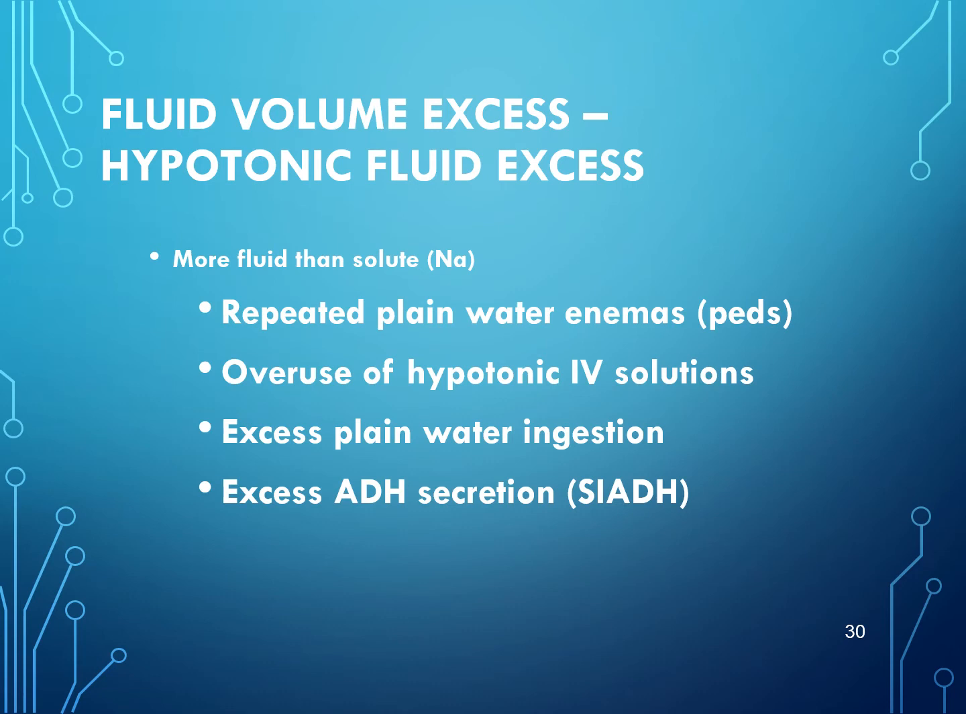Excessive plain water ingestion, so literally you're drinking too much fluid, specifically water. Drinking excessive amounts of plain water can also cause that hypotonic fluid excess. And excessive antidiuretic hormone secretions, which we already said is that syndrome of inappropriate antidiuretic hormone. It can result from intracranial pressure. We have increased secretions of antidiuretic hormone causing volume overload and decreased urine output. So the treatment for this one would be fluid restrictions.